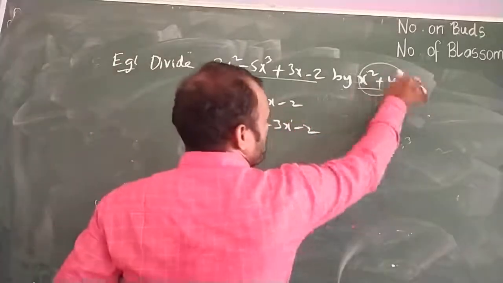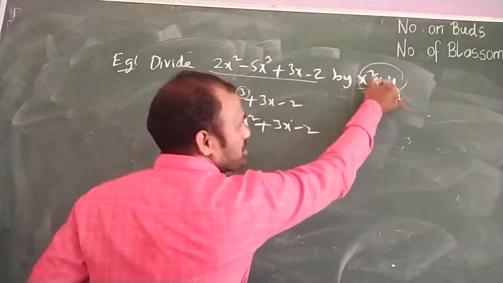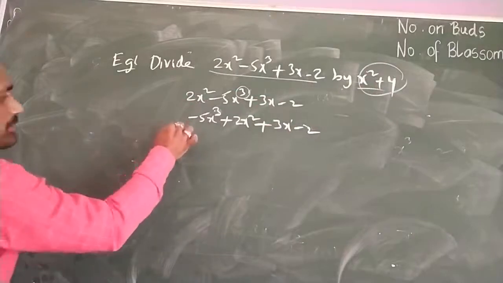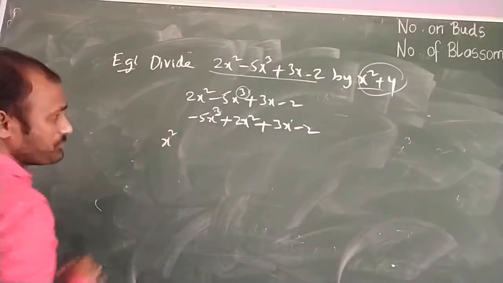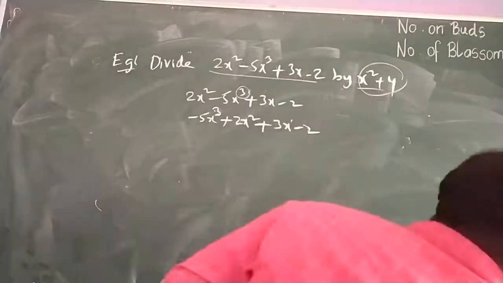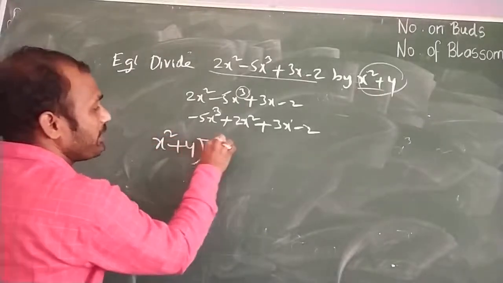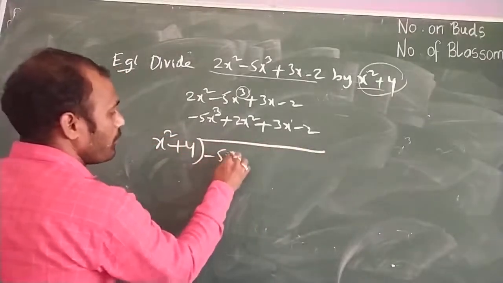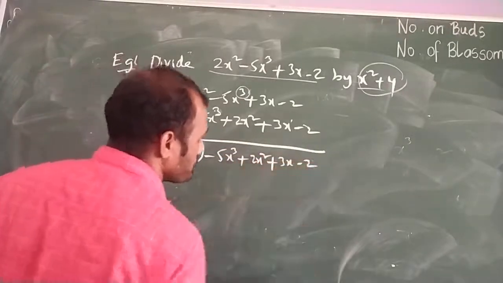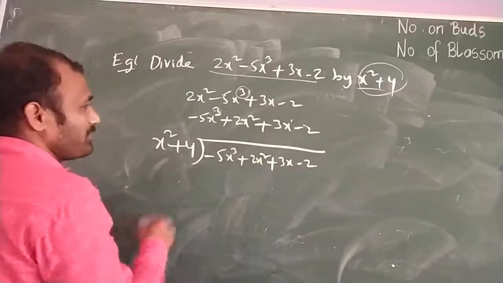So here the divisor polynomial is x square plus 4. Here the order is perfect, but the x term is missing. So no need to worry about the missing term. We can perform the division now. So let me divide: x square plus 4 divided into minus 5x cube plus 2x square plus 3x minus 2. So let us perform the steps.